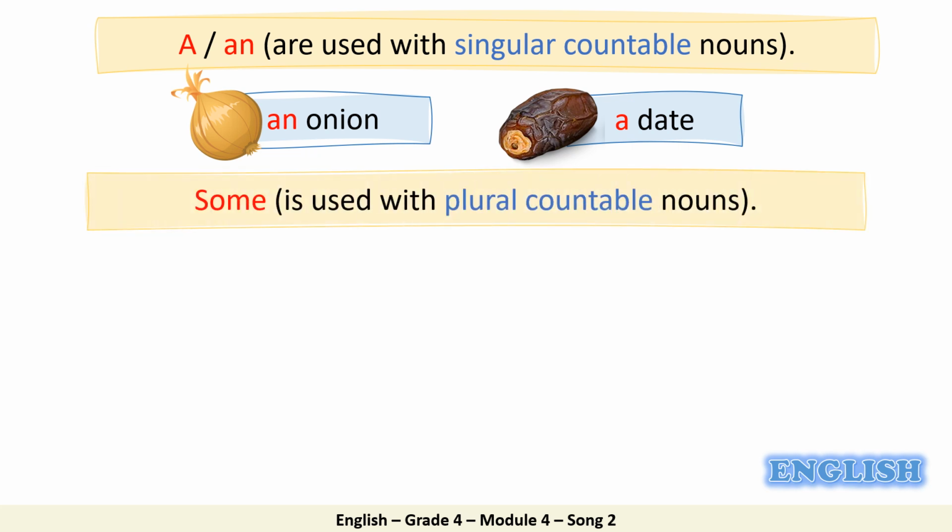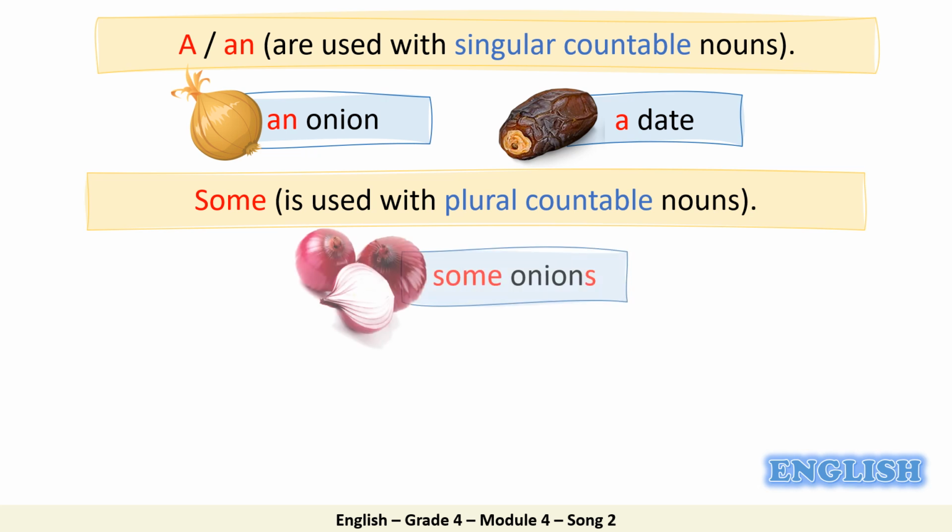Some. It is used with plural countable nouns. Plural, I mean more than one. Let's look at the examples. I have more than one onion, so I say some onions. The S at the end of onion shows the plural, that it's more than one.